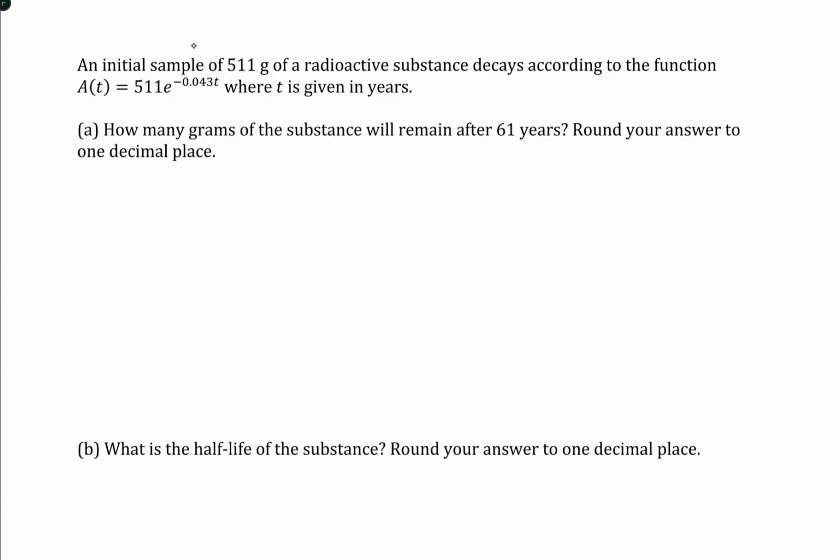An initial sample of 511 grams of a radioactive substance decays according to the function A of t equals 511 e to the negative 0.043t, where t is given in years. How many grams of the substance will remain after 61 years? Round your answer to one decimal place.